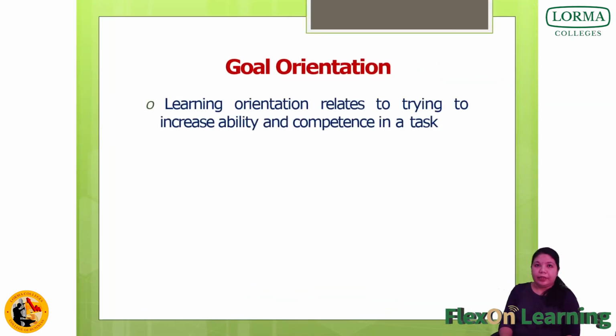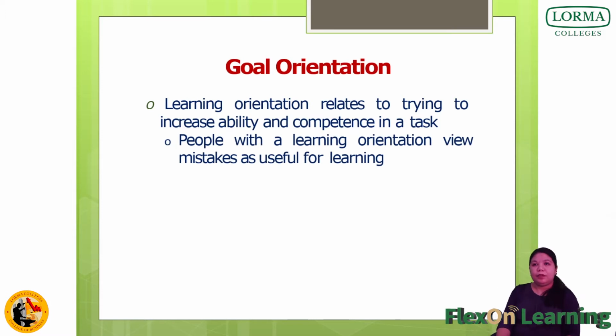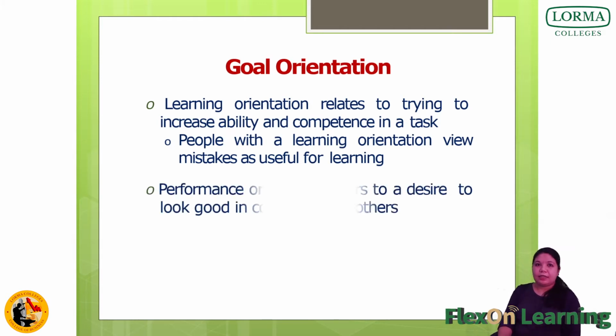So under the goal orientation, learning orientation relates to trying to increase ability and competence in a task. Through what? Through acquiring knowledge, skills, okay? People with a learning orientation view mistakes as useful for learning. Yes, we learn through mistakes at times in the context of our tasks.